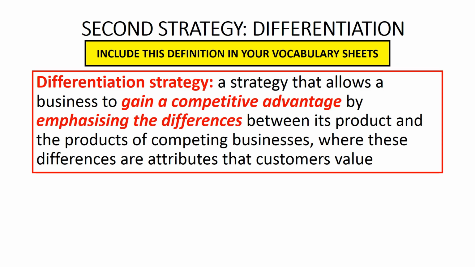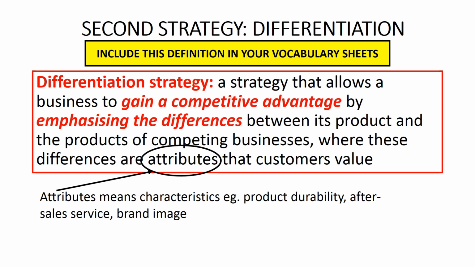So a differentiation strategy is a strategy that allows a business to gain a competitive advantage by emphasizing the differences between its product and the products of competing businesses, where the differences are attributes that customers value. An attribute is simply a characteristic. So an attribute of a product is a characteristic of a product. It might, for example, refer to the durability or strength of the product.